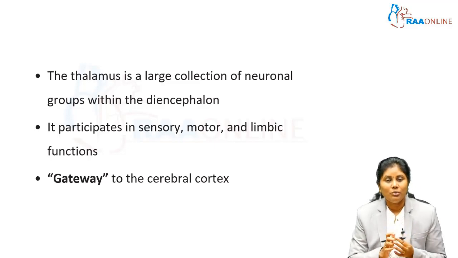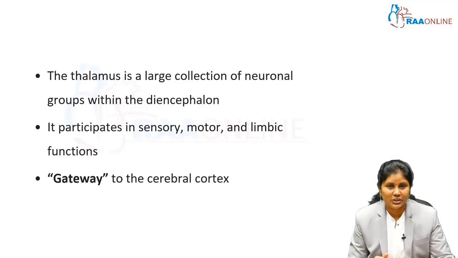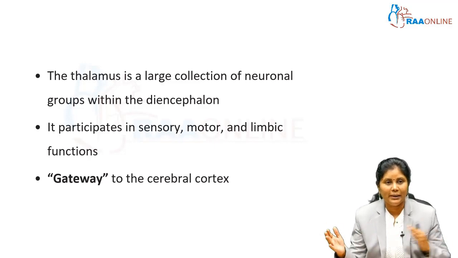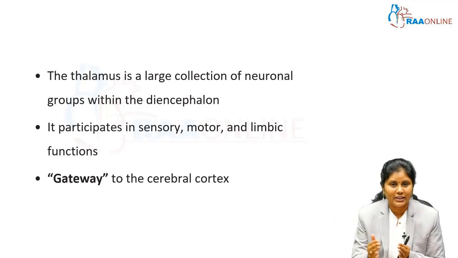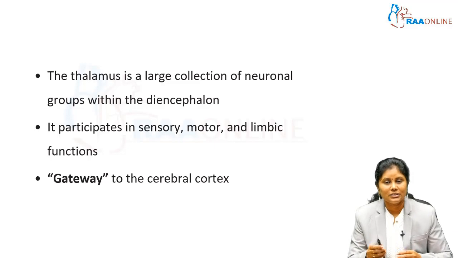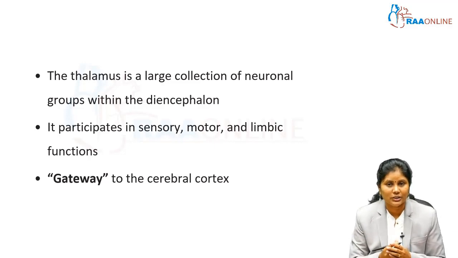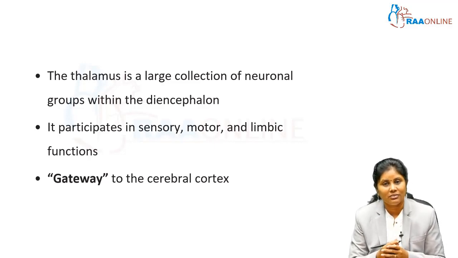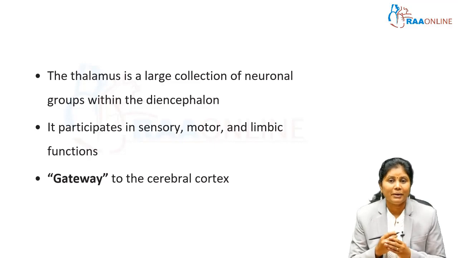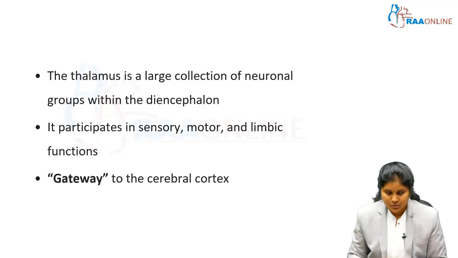Think of how a train goes to a junction. A train may go from one place to another, and in between there will be a common place called a junction. That is a place where various trains come in and various trains go out also to different places. That is how this thalamus also behaves in our neural function. It is a gateway or junction for the various sensations as well as the motor activities enabled by the brain. That's how it's a gateway to the cerebral cortex.